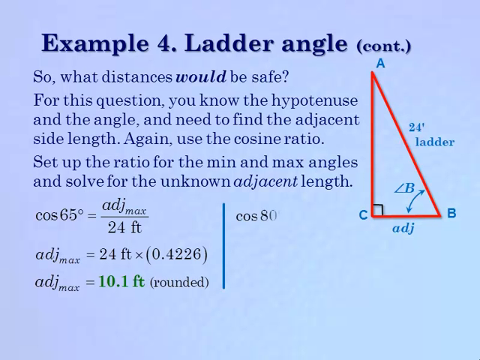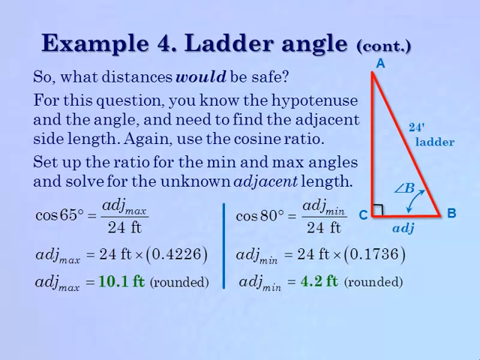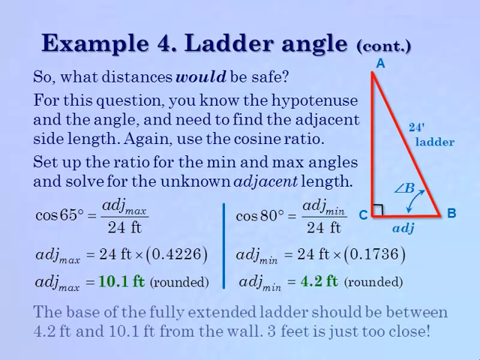Alright, so let's go ahead and look at the other extreme. If 80 degrees, the cosine of 80 is equal to the adjacent side divided by 24. And we'll solve for the adjacent. And that'll be 24 times the cosine of 80, which is 0.1736. And that evaluates to 4.2 feet. So that means that it can be as close as 4.2 feet and no farther than 10.1 feet. So unfortunately, 3 feet is just too close.